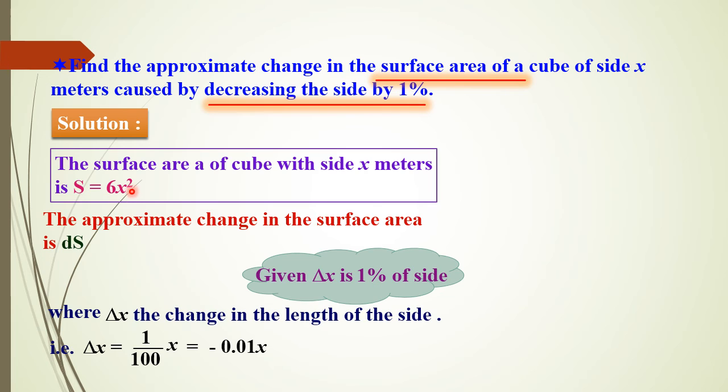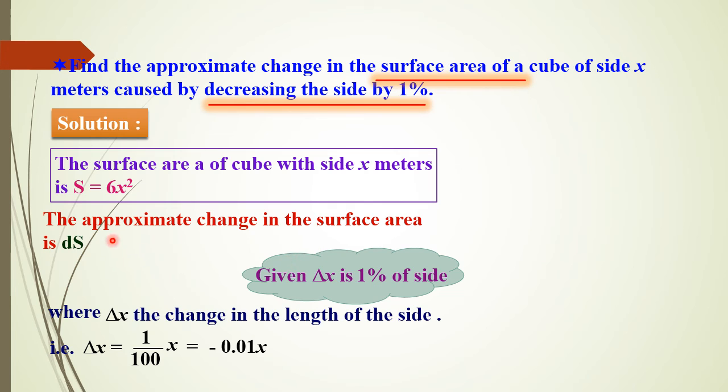Next, when S changes with respect to x, it can be written as delta S divided by delta x equal to 6 as it is, a constant term, and the derivative of x square is 2x. 6 into 2 is 12x. So delta S divided by delta x equal to 12x. Next, delta S equal to 12x into delta x, cross multiplying with 12x. Therefore delta S equal to 12x into delta x.